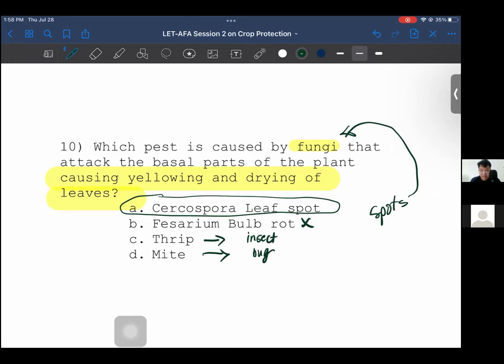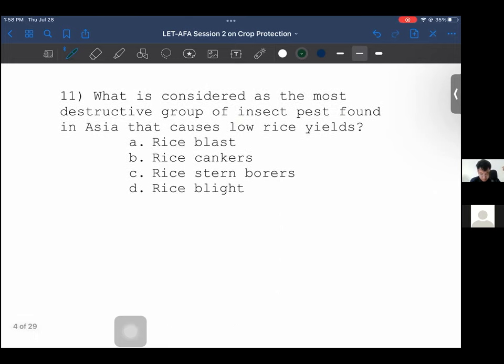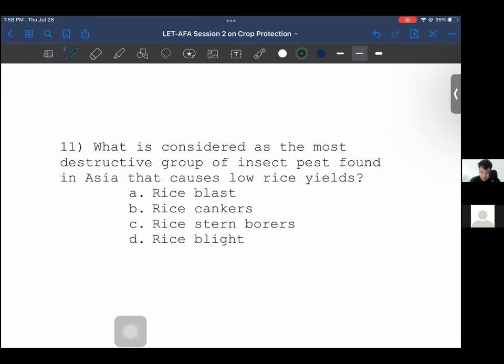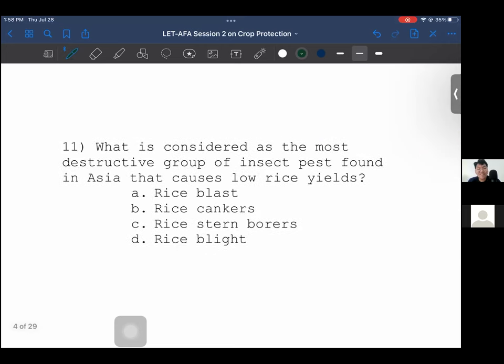So, let's move to the next item. Okay, so, what is considered the most destructive group of insect pests found in Asia that causes low rice yields? So here, we have the different terms: rice blast, rice cankers, rice thorn borers, rice blight. These are all technical terms, right? But you can associate them with the different microorganisms. The correct answer here is letter C.